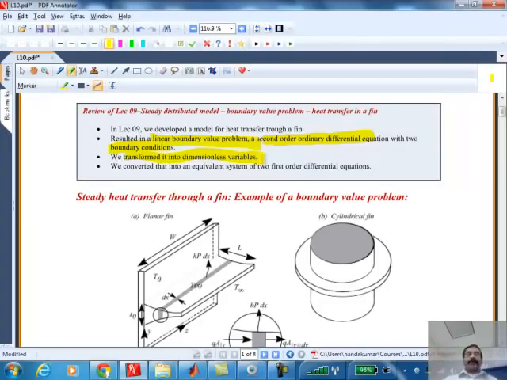You should be able to do that. And then the more important thing is convert it into an equivalent set of two first order equations. The second order equation is the same as two first order equations. You can convert that always.